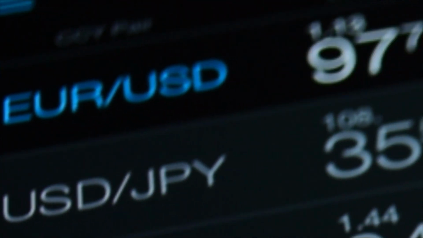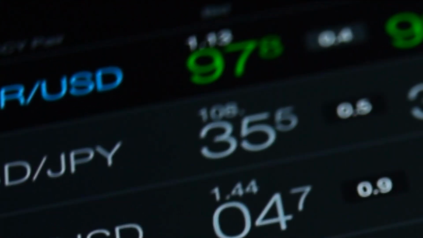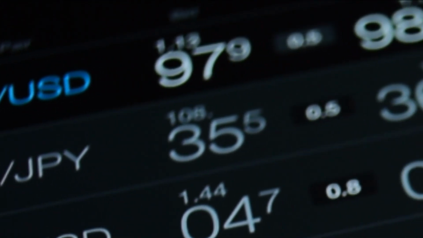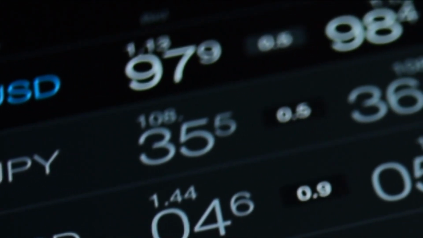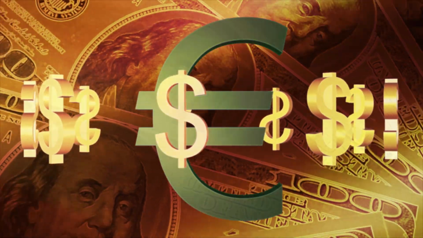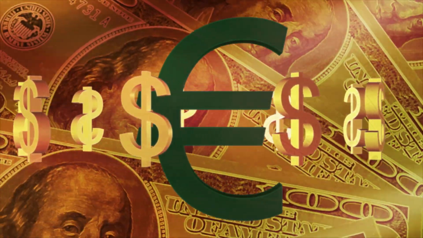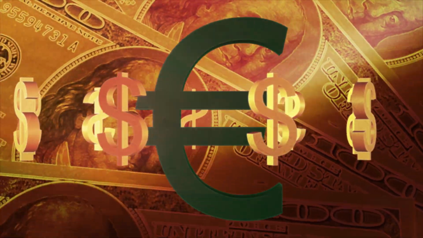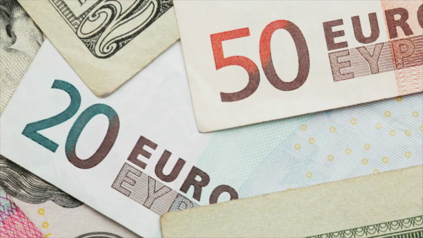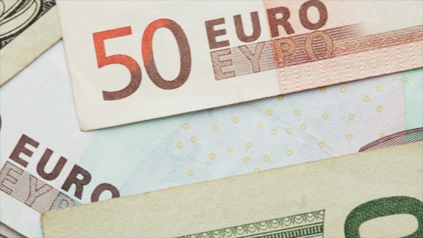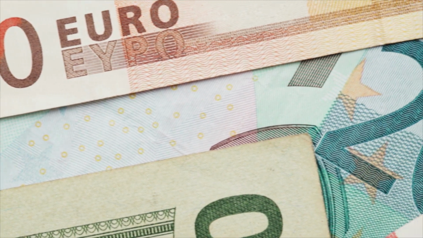EUR-USD. The EUR-USD currency pair accounts for the majority of the total trading volume. Because it combines the currencies of two big markets, this pair has a lot of liquidity. The pair has a positive relationship with the GBP-USD and a negative relationship with the USD-CHF. The overlap of the European and American trading sessions is the optimal time to trade the pair.